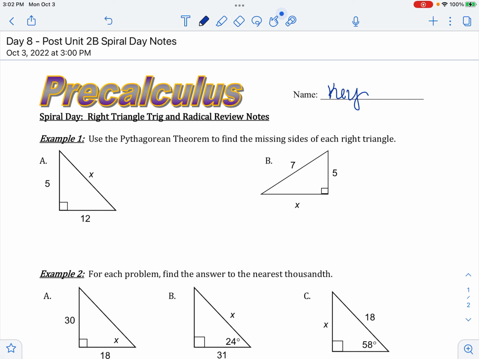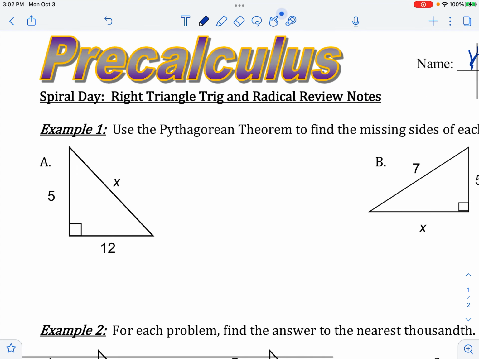Right, so this is a spiral review, and it is on right triangle trig and radicals. All of the things that are in these notes you have done before. We just need to brush up on them before we move into our next chapter. All right, so the first set of examples says use the Pythagorean theorem to find the missing sides of each triangle. So remember, the Pythagorean theorem is side squared plus side squared equals hypotenuse squared.